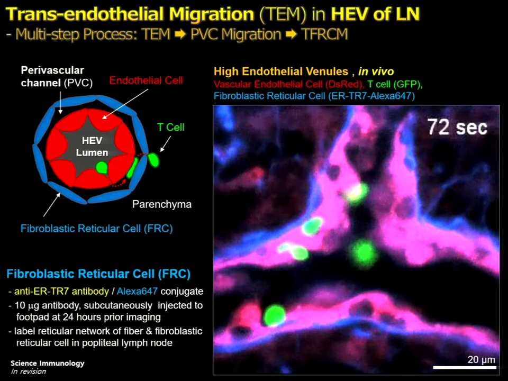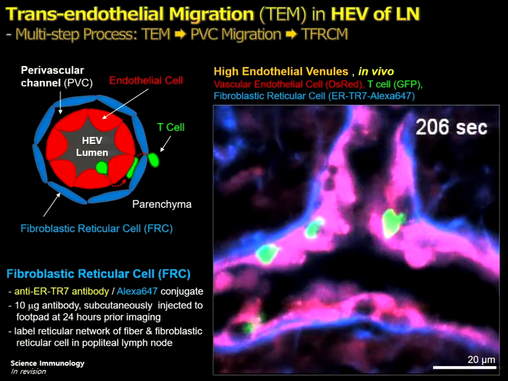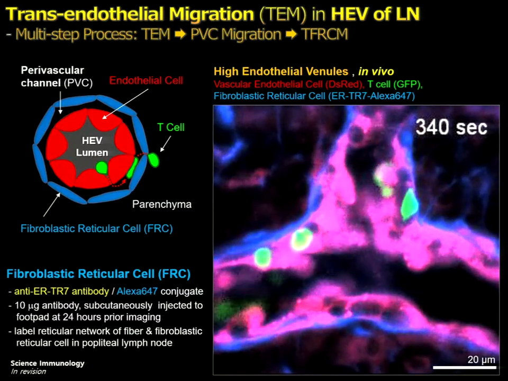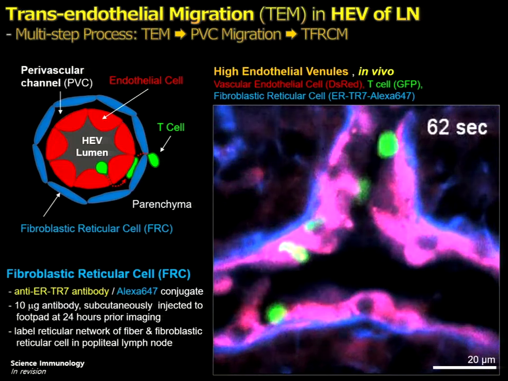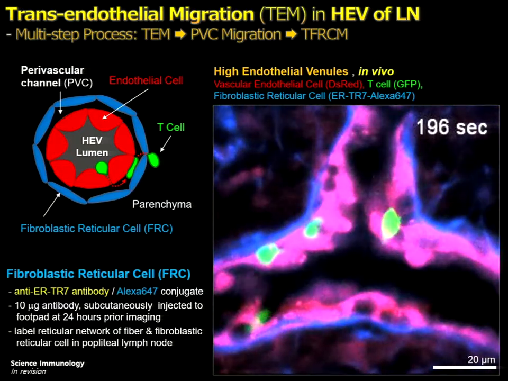And here, the green is the T cell. It's adoptively transferred. And this red one is the endothelial cell. It expresses DS-Red. And again, this FRC is labeled by injecting the ER-TR7 antibody conjugate. What you are looking at is T cells just flowing inside the blood vessel.